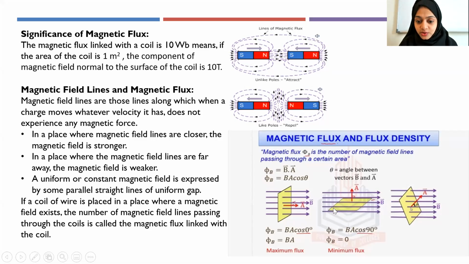And here you can see a sheet kept like this. The coil is kept like this. In the second figure, is there any magnetic field line passing through the sheet? Can you see any field line passing through the coil? No. So the magnetic flux here is 0. Magnetic flux means the number of field lines passing through the coil.